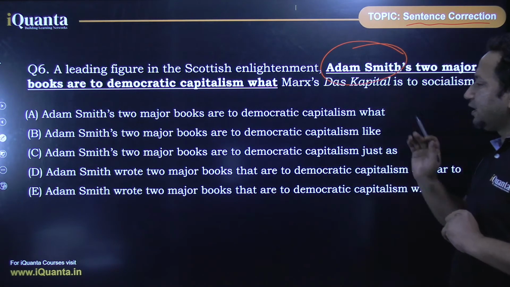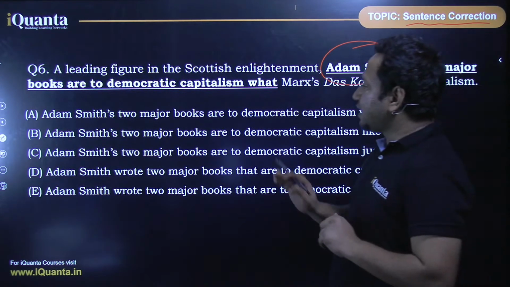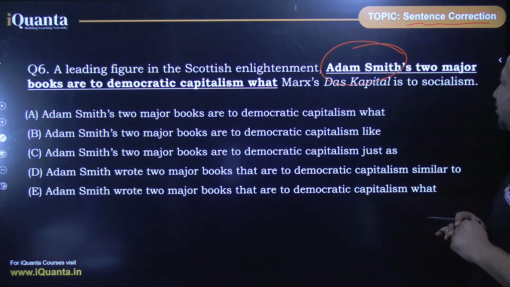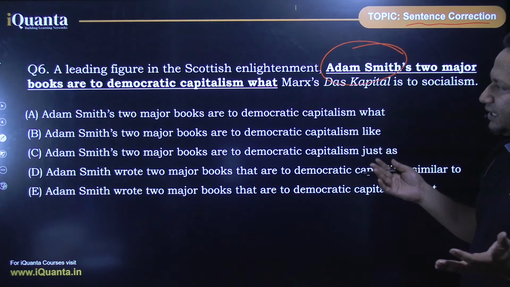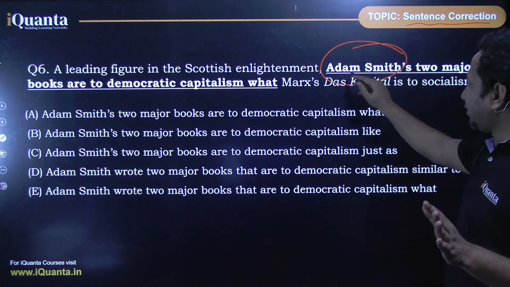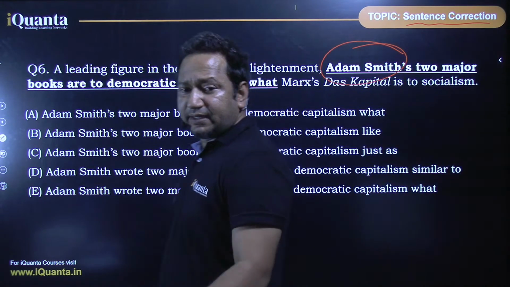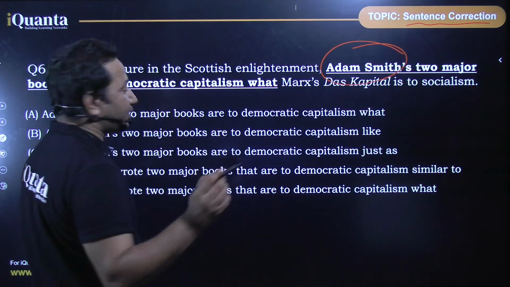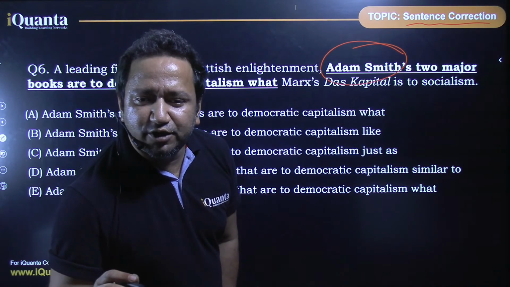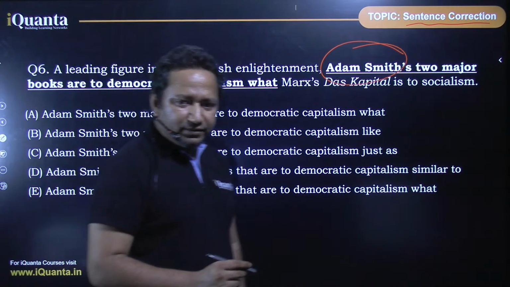Well, now look at the options. We have to rectify the sentence. First says, Adam Smith's two major books are to democratic capitalism. Basically, option A is the same as what has been underlined in the problem statement. So there is a possibility that there is no error. We'll just mark option A. Akanksha, Wealth of Nations. Exactly. Bingo. Good, Akanksha. Are you from an economics background?